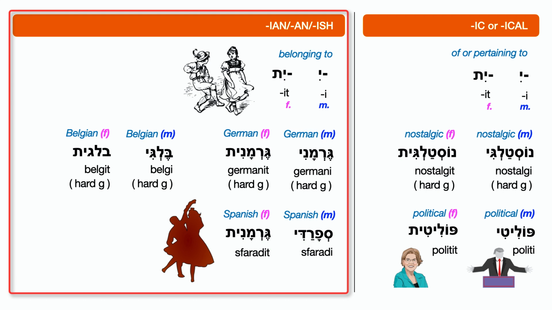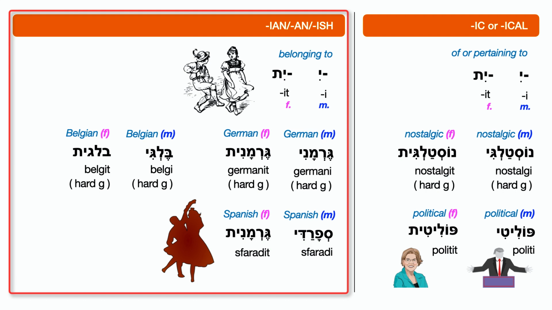And it's the same for nationalities, or something referring to a nation of origin. So let's look at some examples here. To say German, if it's a male, we say Germani. If it's a woman, we say Germanit, German woman or German subject.